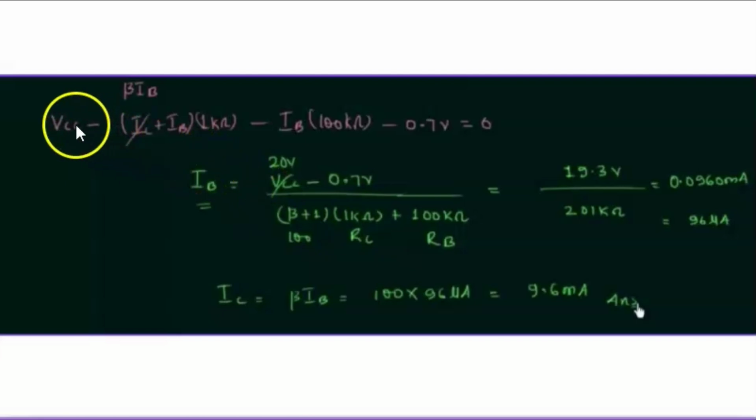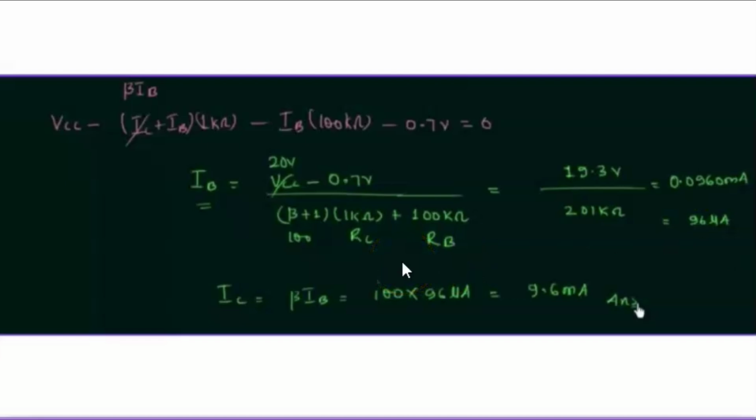तुम्हारी equation होगी that is VCC minus (IC plus IB) times 1 kilo ohm minus IB times 100 kilo ohm minus 0.7, because we have mentioned that our transistor is a silicon, equal to 0. Now we know that IC is equal to beta times IB. So from this we can get the value of IB and we have all the rest of the values. We can just put them in the formula and we will get our IB as 96 microampere.